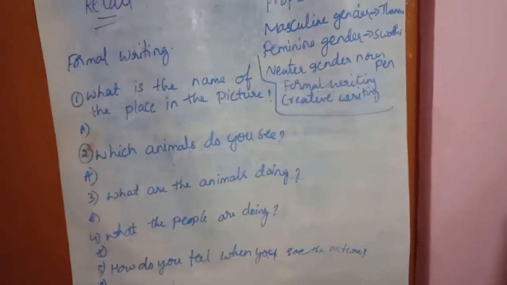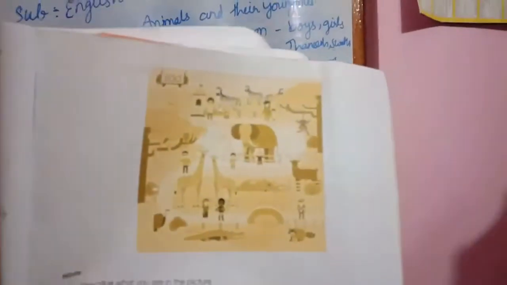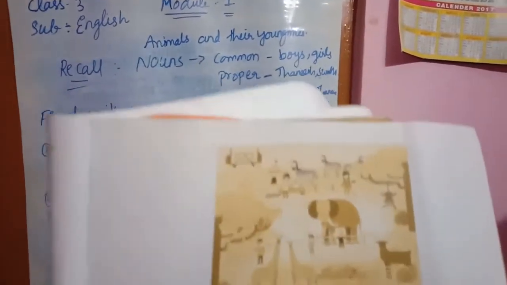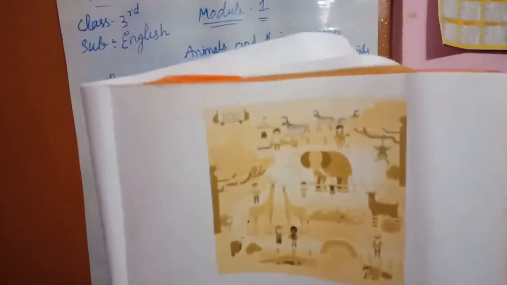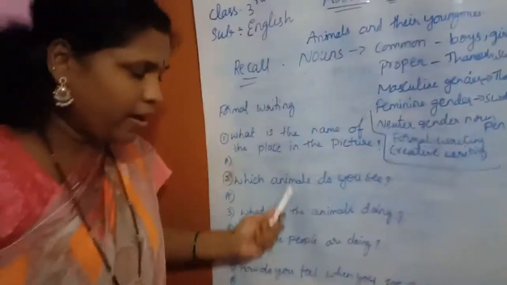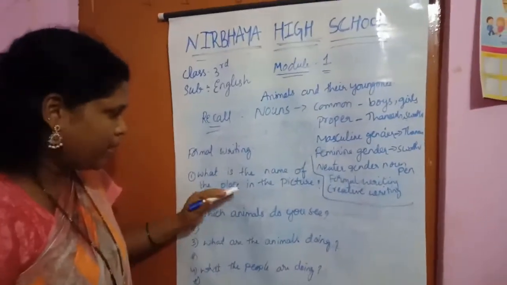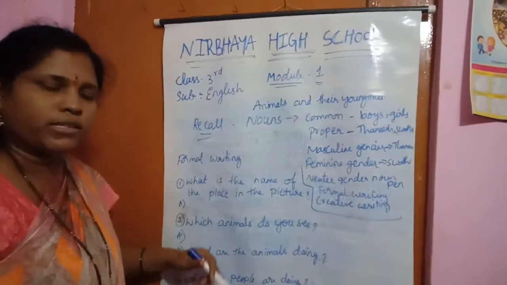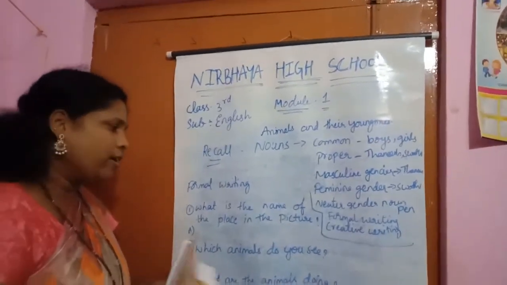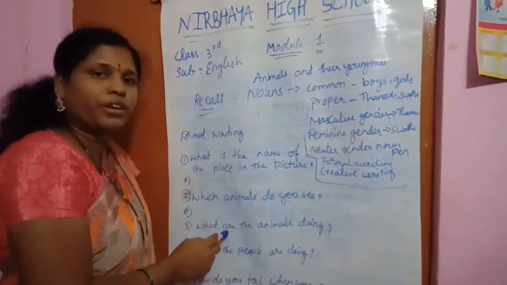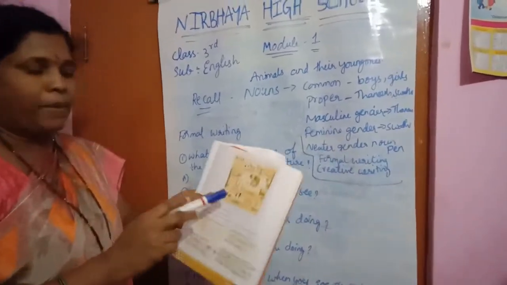Understood, children? See the picture carefully. And I have given the questions here. By seeing this picture, I have given the questions here now. Write these questions and answers in your book and send them to me. Okay, children? By seeing the picture, you should write these answers.